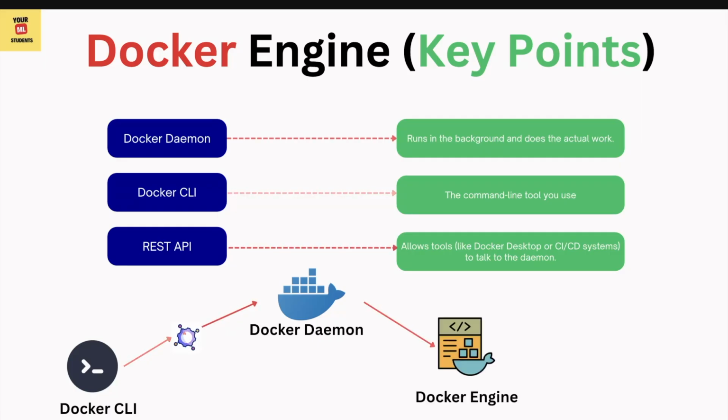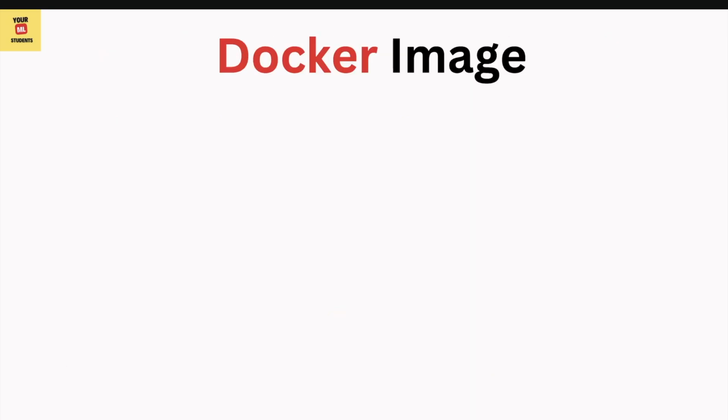Okay, and then it will go towards the Docker engine, which will do the job, or whatever task or command you have executed through the API. Docker daemon will send it to the Docker engine, and Docker engine will do its job. Okay, great. Now let's talk about Docker image.